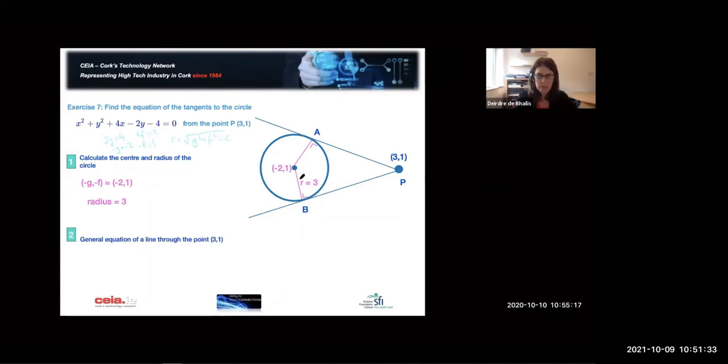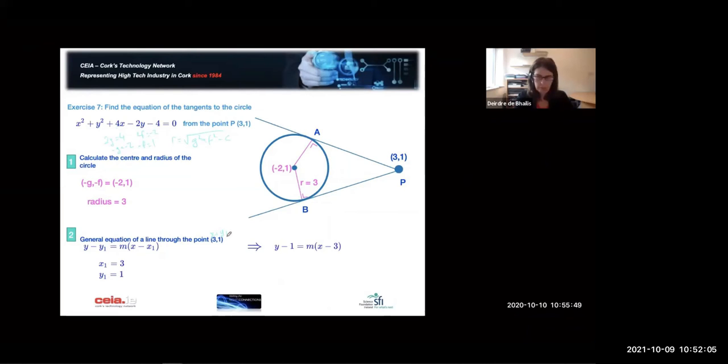Step 2 then is the general equation of a line going through the point 3, 1. So we're going to take that general equation of the line, which is y minus y1 is equal to m multiplied by x minus x1. So this is our x1 and this is our y1. And we replace that in the equation. And what we get is y minus 1 is equal to m multiplied by x minus 3.